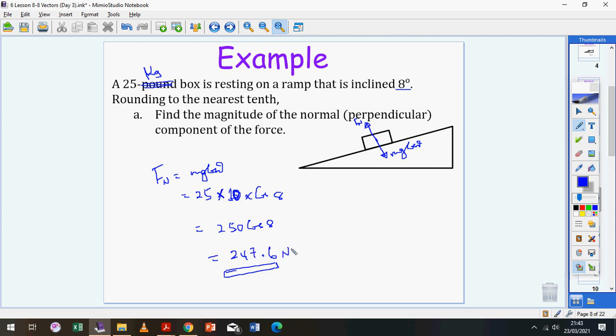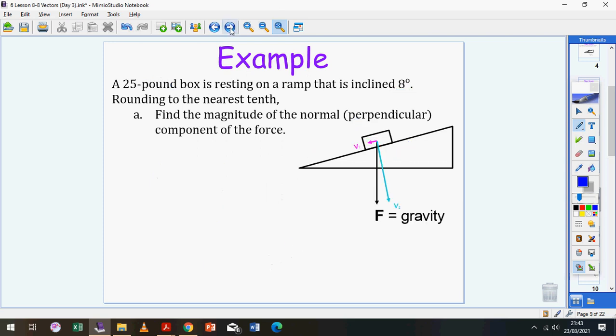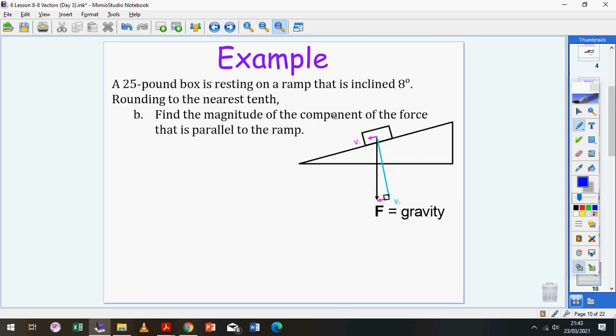Okay, now find the magnitude of the component of the force that is parallel to the ramp. So that's V1, this parallel component. And guys, remember, the parallel component is just mg sine theta. And if you're a physicist, or if you're interested in forces very much, you will see that this is the net force acting on this block, because there's no other force acting on it. So we can call it the net force. But I won't go there.